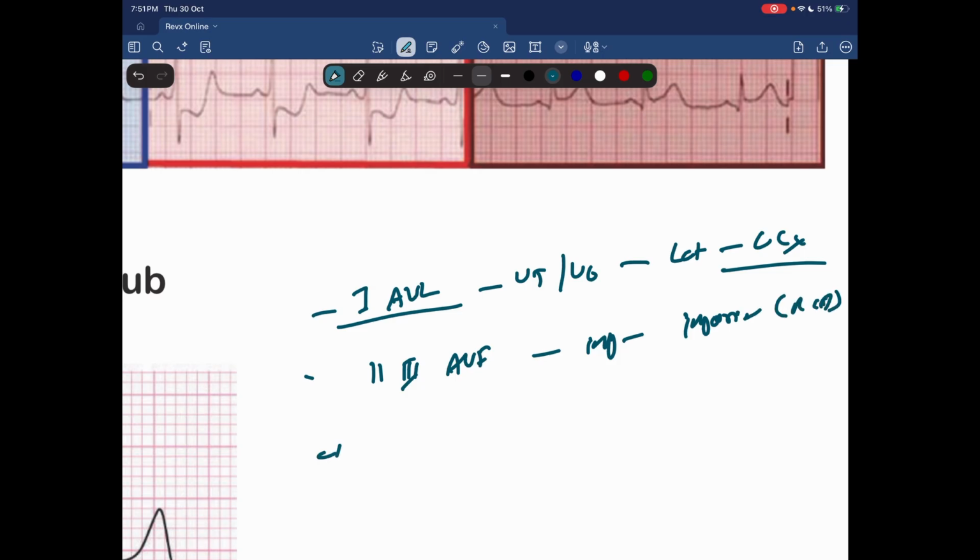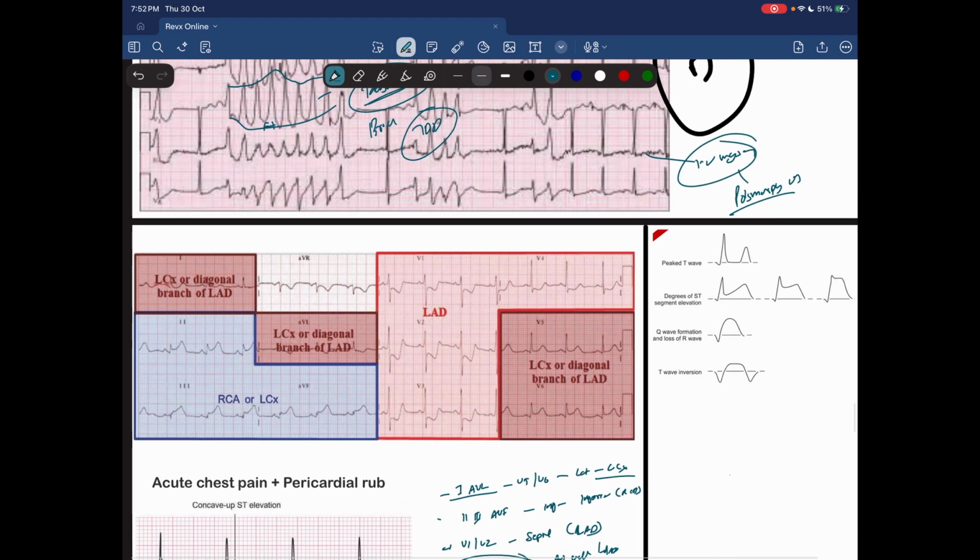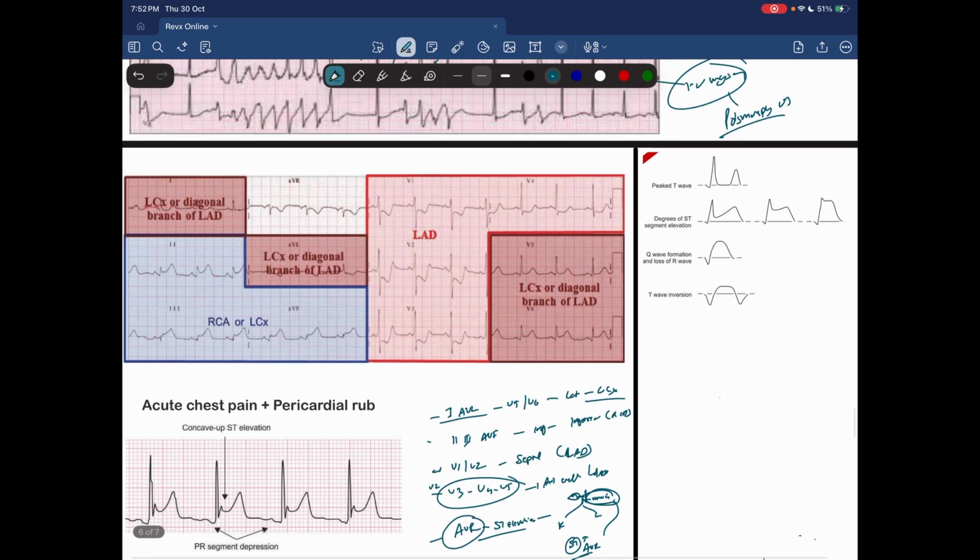And V1, V2 is septal. So septal, again, left anterior descending. Okay, so this is just the graphical representation of what I already wrote.